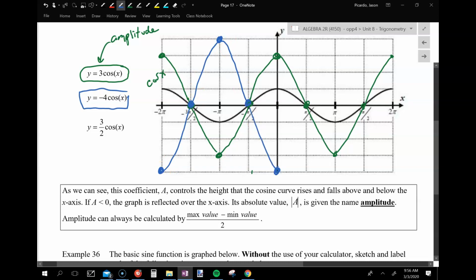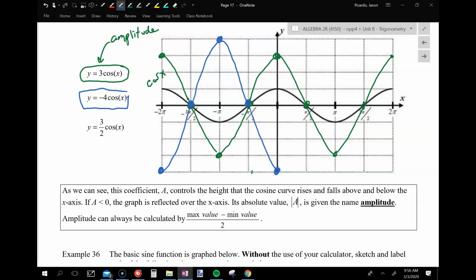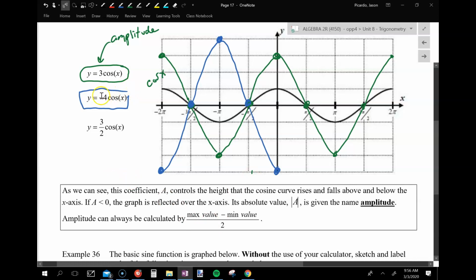Can somebody give me a word? Reflect. Yeah. Yep. So a negative sign in front, right, did what to my blue curve? It reflected it in comparison to the black curve that we originally started with, right? Yeah. So this was a reflection and a stretch, right? Both happened. That reflected and stretched.